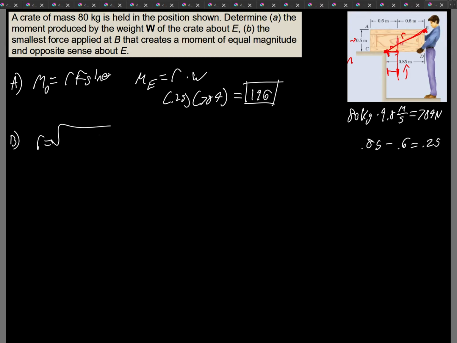R equals square root of 0.5 squared plus 0.85 squared, which is 0.986. Okay, now that we have this, remember that the moment for B is equal to R F sine theta. We want to know the smallest force applied.